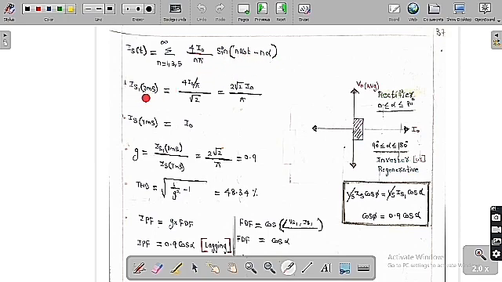So I want to find the fundamental component RMS value of the source current. The fundamental component peak value is 4 I naught by pi, but if you want the RMS value, divide by root 2. Therefore 4 I naught by pi by root 2. If you solve this, we get 2 into root 2 I naught by pi. This is the RMS value of the fundamental component of the source current.